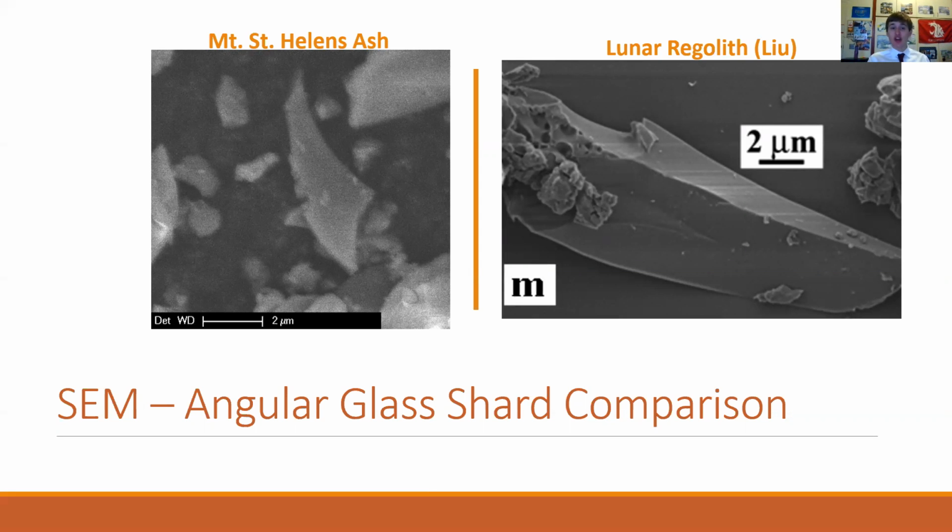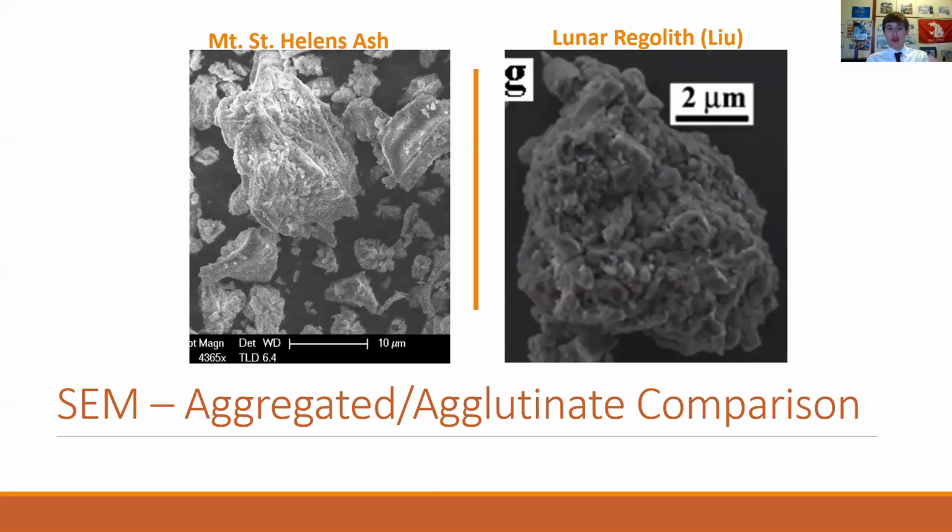So you can see here, the one on the left is Mount St. Helens ash and the right is lunar regolith. These particles, these angular glassy shards, look very similar and highly angular, an important similarity. You can also see here these aggregated agglutinate particles where you have little knobs on the outside of a larger chunk. Again, these also seem quite congruent and similar.